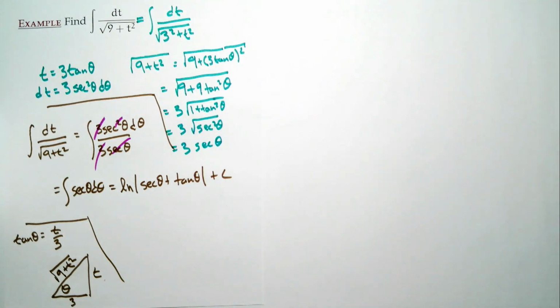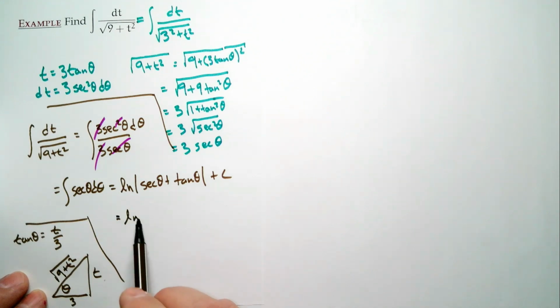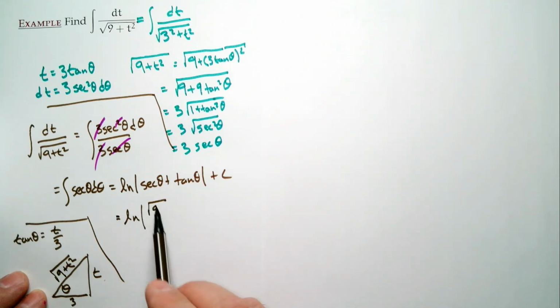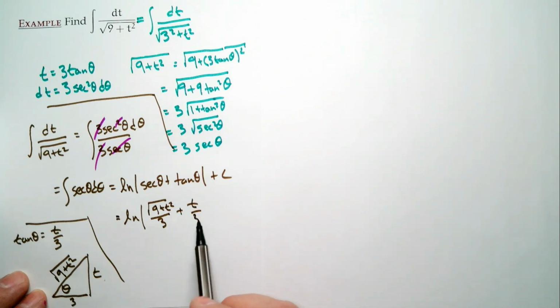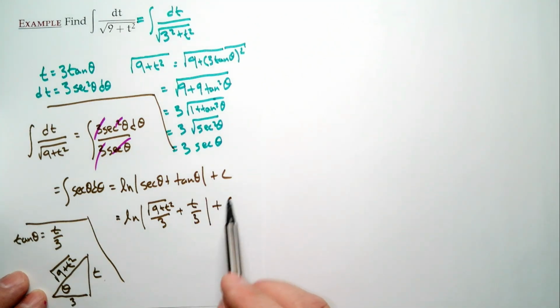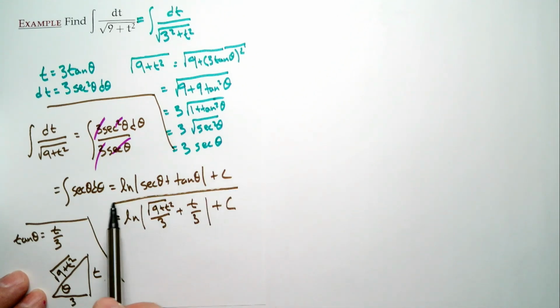So now we can say what? Well, we can say secant is what? Secant is the hypotenuse over the adjacent. So that's natural log of the square root of 9 plus t squared over 3. What's tangent? Tangent is opposite over adjacent. T over 3. And then plus c. All right, so that's the answer.